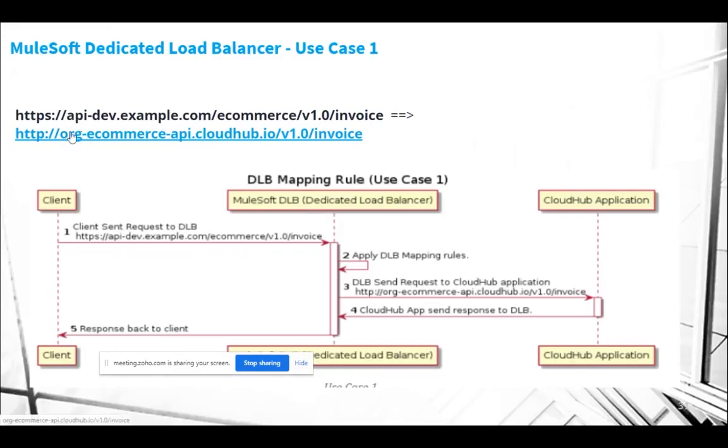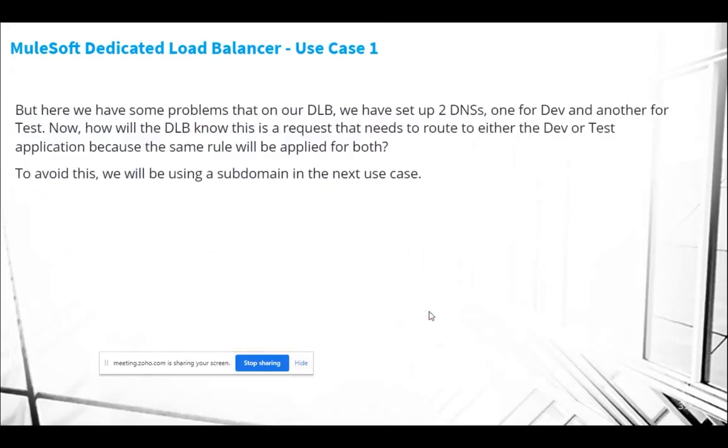This is my application name deployed in CloudHub. You can say it's a shared load balancer URL also. Now the request is coming here and I have to transfer it to here. How can I do that? There is something called dedicated load balancer mapping rules, and you can apply those mapping rules. In that case, the client will send the request to the dedicated load balancer, the load balancer will apply the mapping rule, change api-dev.example.com to the e-commerce-api.cloudhub.io application and send it. How it works, I will show you next.